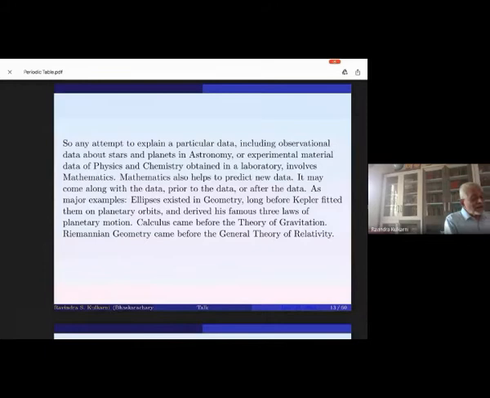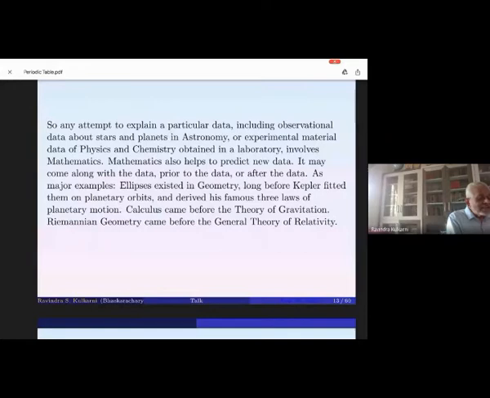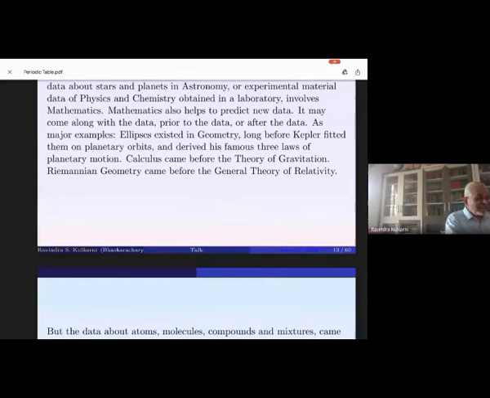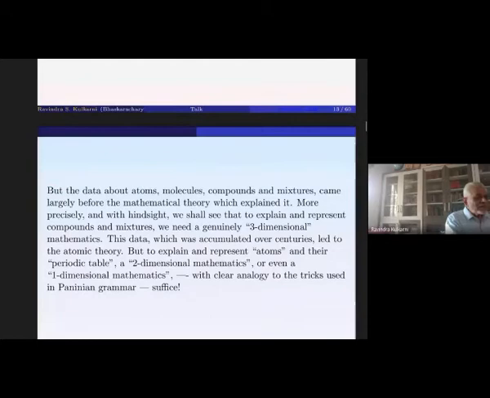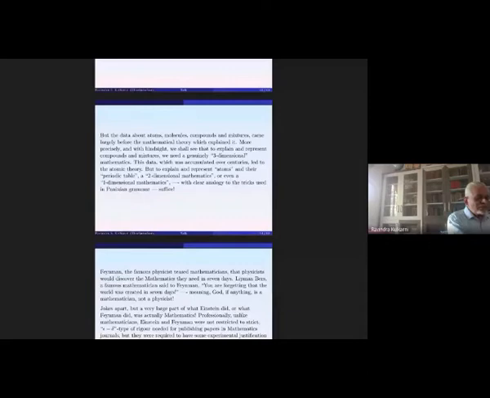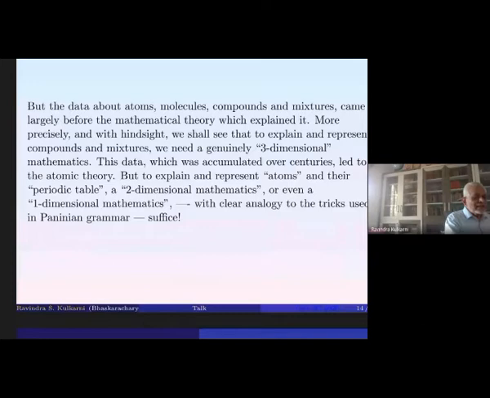As major examples, ellipses certainly existed in geometry long before Kepler fitted them on planetary orbits. Kepler's work was great: he saw something observational that was recorded for years and years, and he put exactly the ellipses on those planetary orbits and derived his famous three laws of planetary motion. Calculus came before the theory of gravitation. Riemannian geometry came before the general theory of relativity. On the other hand, the data about atoms, molecules, compounds, and mixtures came largely before the mathematical theory which explained it.